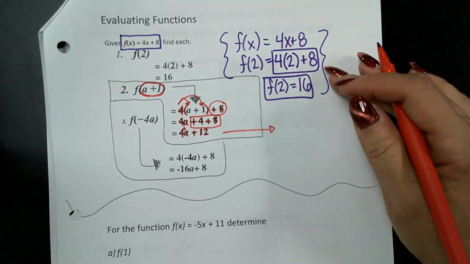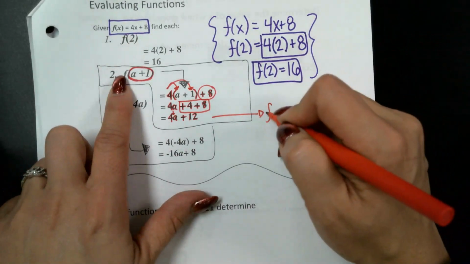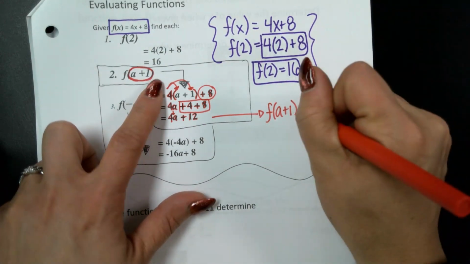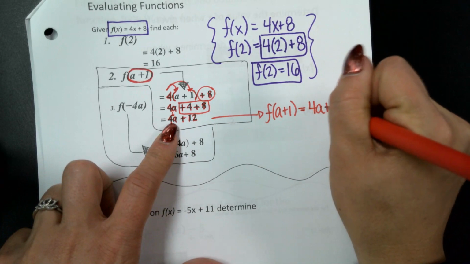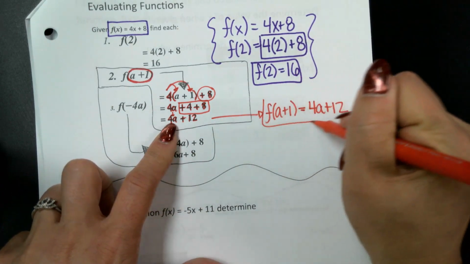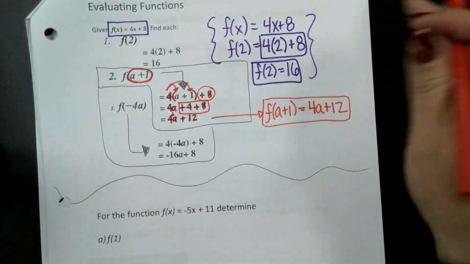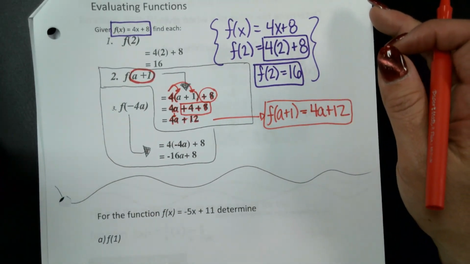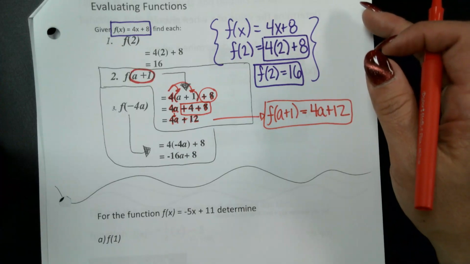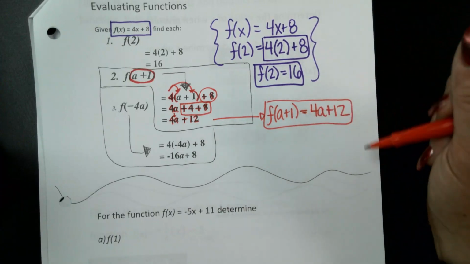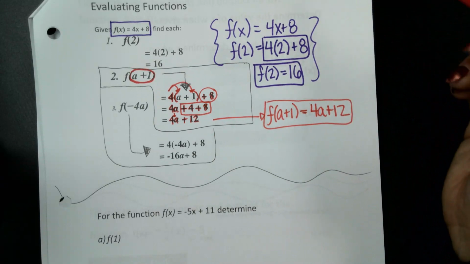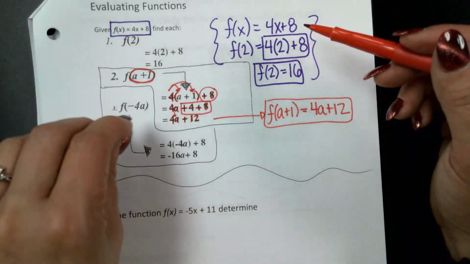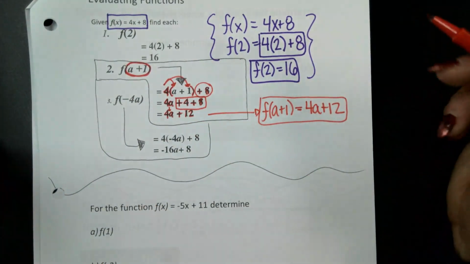So I would write my final answer using this function notation. I would say f of a plus 1 equals 4a plus 12. Like when you guys solve an equation, you know how normally you put m equals, x equals, y equals. This is kind of the same thing. When you tell me what the final answer is, you should always include whatever they told you to find. So that function notation, you should always include in your answer.